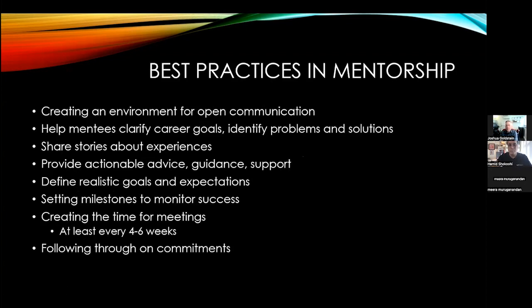Here's some of the best practices in mentorship for mentors. A good mentor should be creating an environment for open communication. This should be somebody who you feel like you can come to with real things. For example, I've been asked to write a chapter and I don't want to do it. My chair wants me to be on this committee, which I think is going to be a huge time sink and it's going to suck, and I don't want to do it.